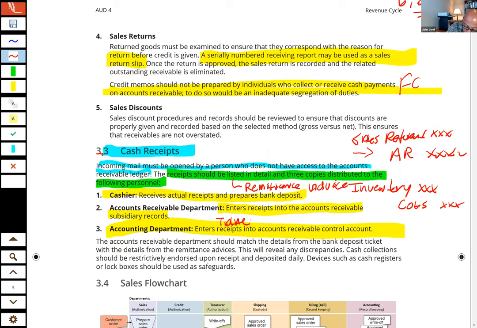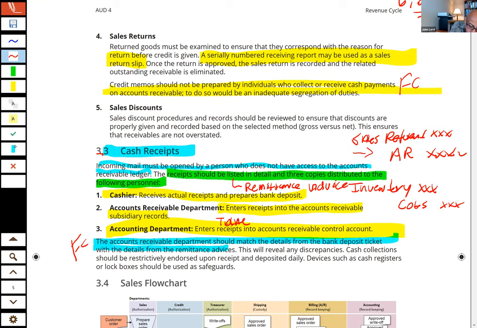Then the accounts receivable department will get that deposit ticket, and they will match the details from the bank deposit ticket with the detail from the remittance advice. So everything that was supposedly deposited should be on the remittance advice, and the accounts receivable department is looking at that detail and comparing it to the deposit ticket so that they know that they made the correct entry, okay?